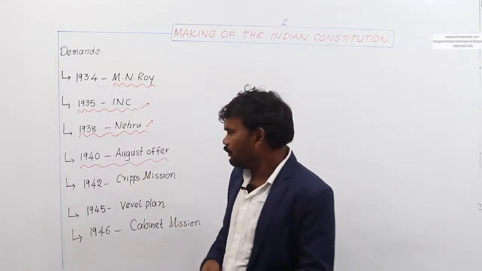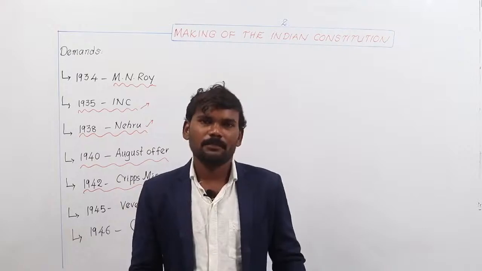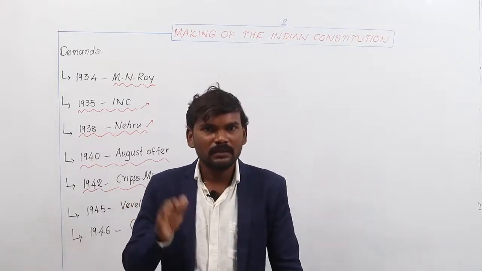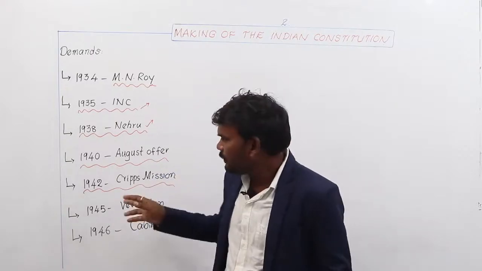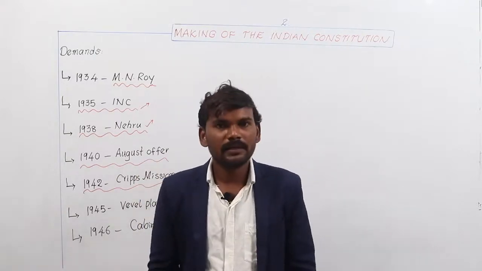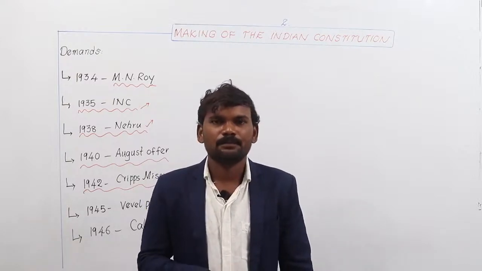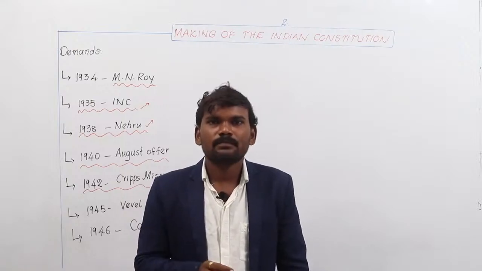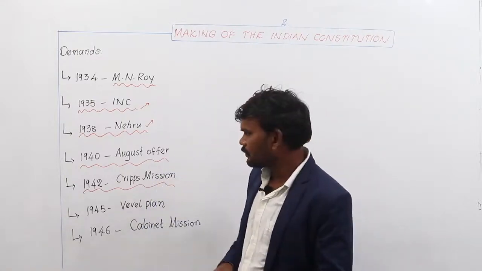In 1942, a cabinet minister of Britain, Sir Stafford Cripps, was sent to India to put forward the same proposal which had already been put forward by Lord Linlithgow. The Cripps Mission has one importance. It was the first British body which officially proposed the establishment of a Constituent Assembly.